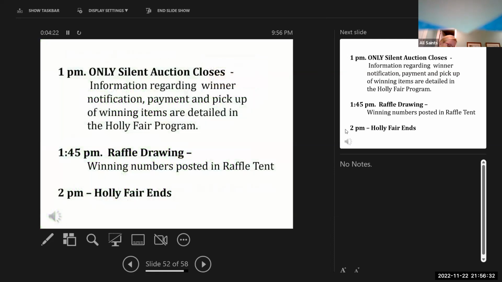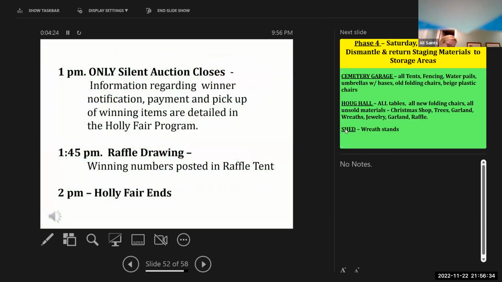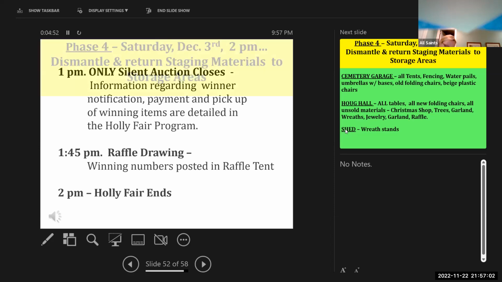At 1 o'clock, the silent auction closes. And I talked to Father Tony, and the people that want to hang around and see are going to be waiting in the church instead of out here in the way when we start to bring materials back in here. And from 1 to 2, though, we can still shop. Or they can go in the church and sit down. At 1:45 is going to be the raffle drawing, and that'll be posted up by the raffle area. And of course, at 2 o'clock, the Holly Fair ends.